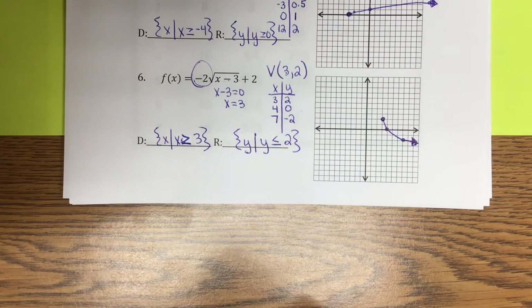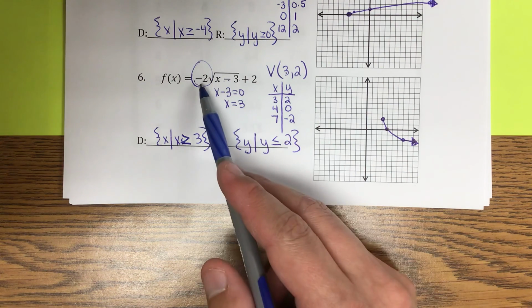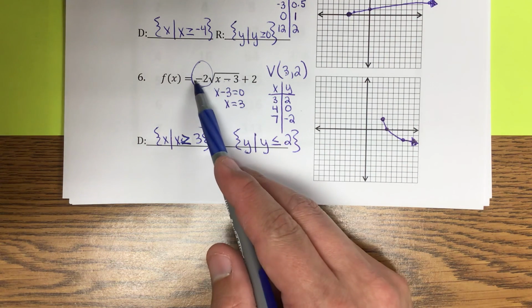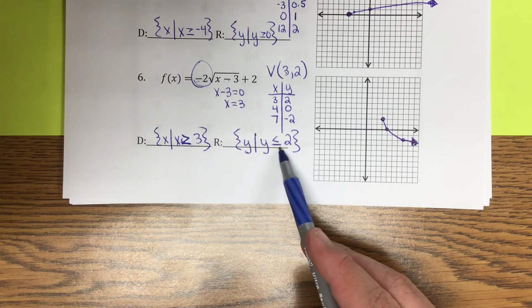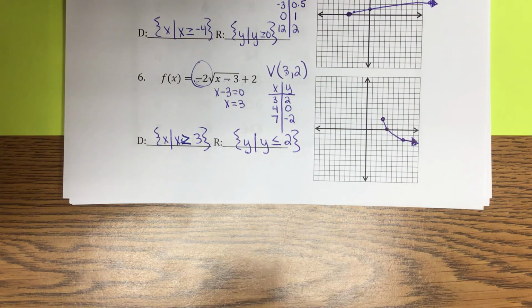So a couple things to pay attention to, but specifically for this last problem, the graph is going down because the a value is negative. That forces the range to change to less than or equal to.